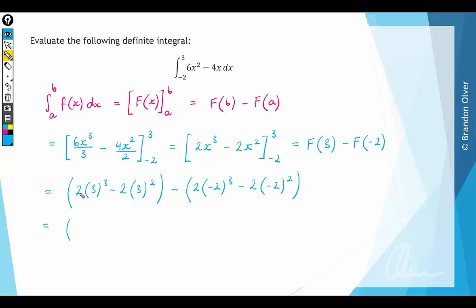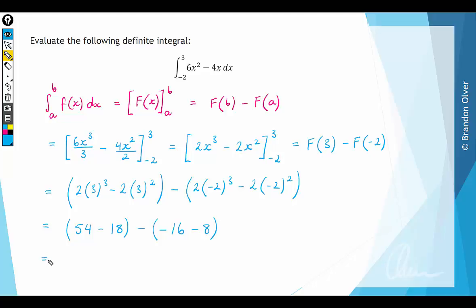So in this first bracket we have 2 times 3 to the power of 3, which is the same as 2 times 27, which gives us 54. And then we have minus 2 times, and then 3 squared is going to be 9, so we have minus 18. Then our second big bracket is going to be minus, and then we have 2 times -2 cubed. So the -2 cubed is -8, 2 times -8 is -16. And then minus 2 times -2 squared, so that all up is positive 4 times -2 is -8.